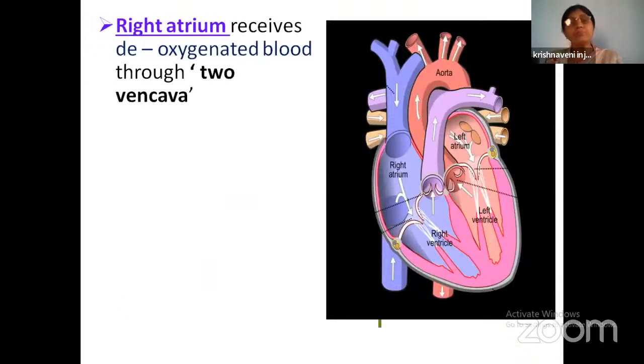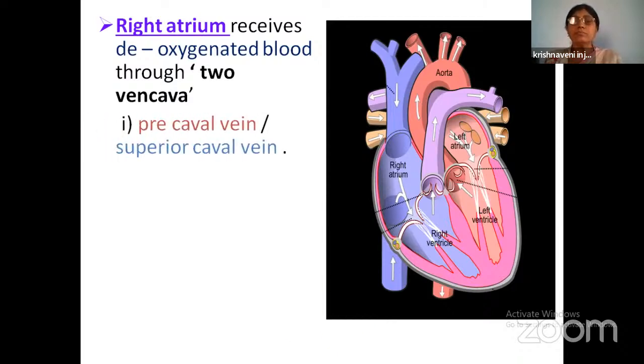Yes, now the right atrium receives. So this is the right atrium. Even in the previous diagram also, we watched the right atrium. The right atrium receives deoxygenated blood. Already you know it, isn't it? The right atrium receives deoxygenated blood through two vena cava.